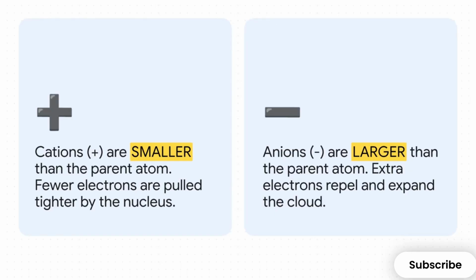Here's your answer. A positive ion, a cation, is always going to be smaller than its parent atom. Why? Because it lost an electron. So now the nucleus can pull the remaining electrons in even tighter. On the flip side, a negative ion, an anion, is always larger. That's because the extra electron it gained repels the other electrons, forcing the whole electron cloud to puff out and expand. That is the exact reasoning you need for the exam.